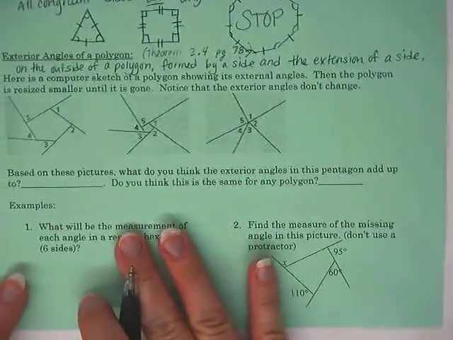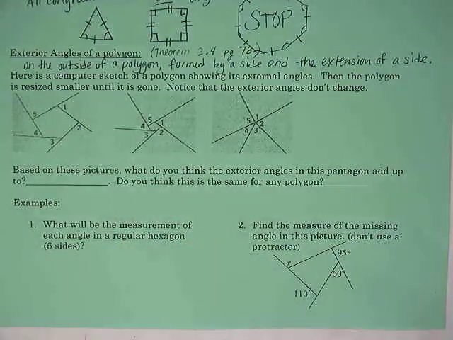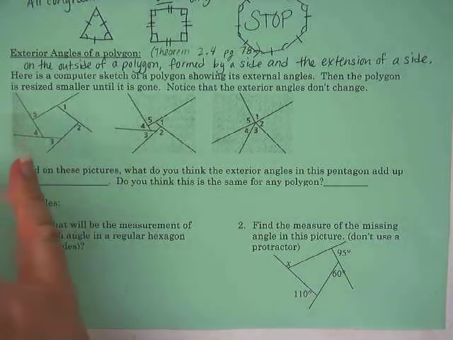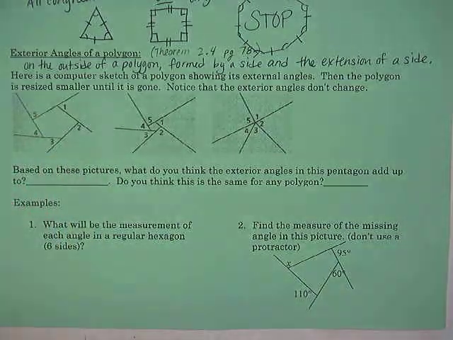An exterior angle of a polygon is on the outside of a polygon formed by a side and the extension of a side. You can see here a picture showing numbered angles that are known as exterior angles of a polygon.